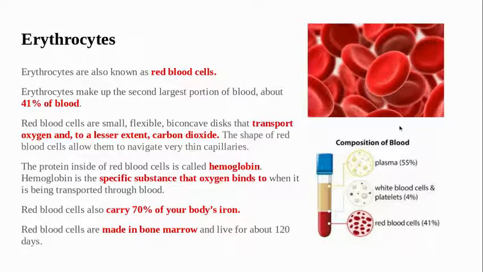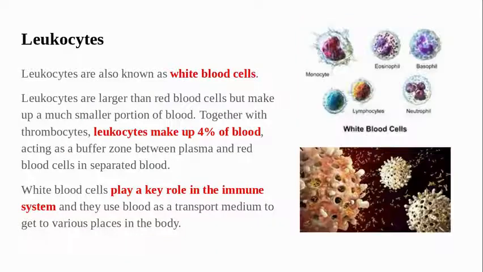And they transport oxygen and also carbon dioxide, so they help with that gas exchange. And they contain a protein called hemoglobin, which is the actual substance that oxygen and carbon dioxide bind to. They also carry 70% of the body's iron, so that's an important mineral in our body, and red blood cells are made in bone marrow.